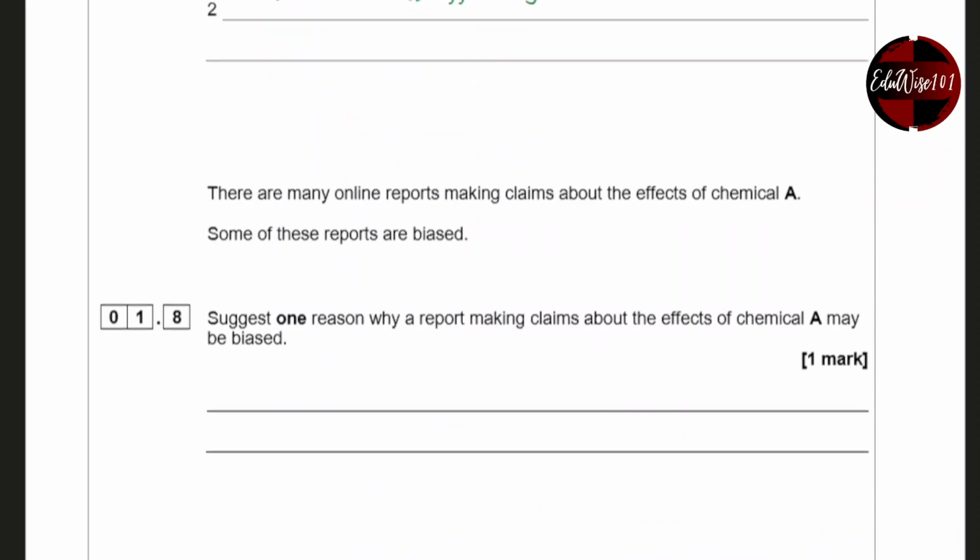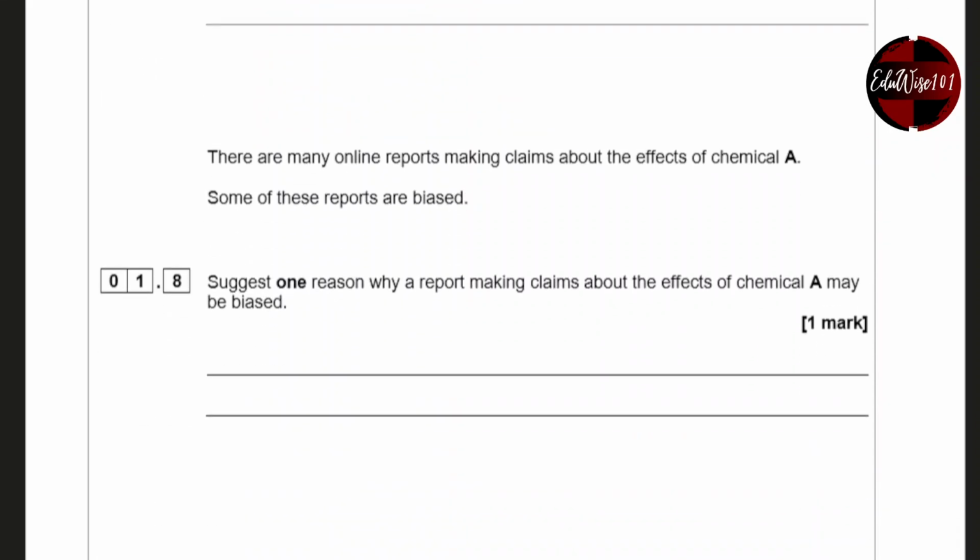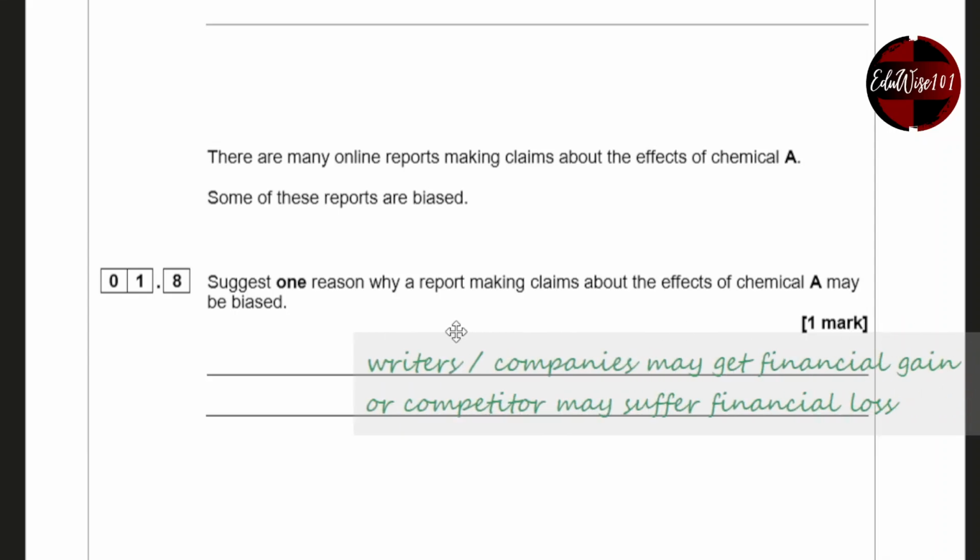There are many online reports making claims about the effects of chemical A. Some of these reports are biased. Suggest one reason why a report making claims about the effects of chemical A may be biased. Why would someone write a report online saying that it's really good medicine? Maybe the company is actually paying someone to do it. Same with bloggers or companies writing food reviews.